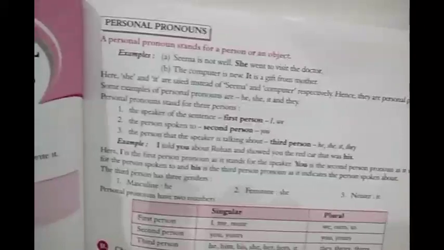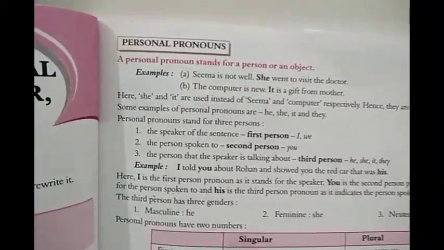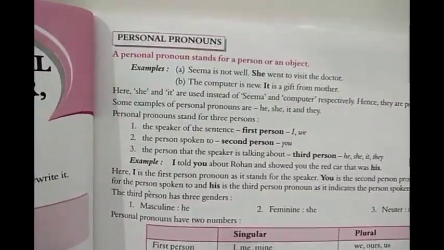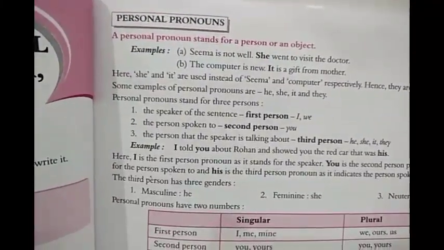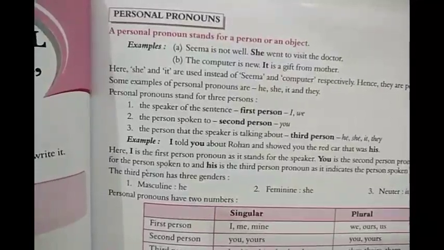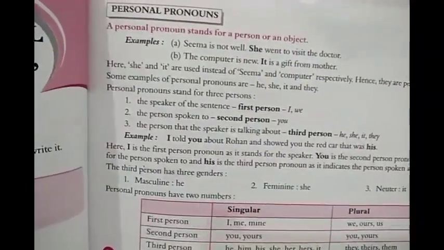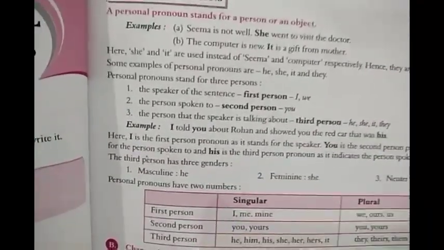The first one is personal pronouns. Now what are personal pronouns? Personal pronouns stand for a person or an object, like she, it, etc. Now she stands for a female and it stands for an object. And then some more examples of personal pronouns will be he, you, they, etc.